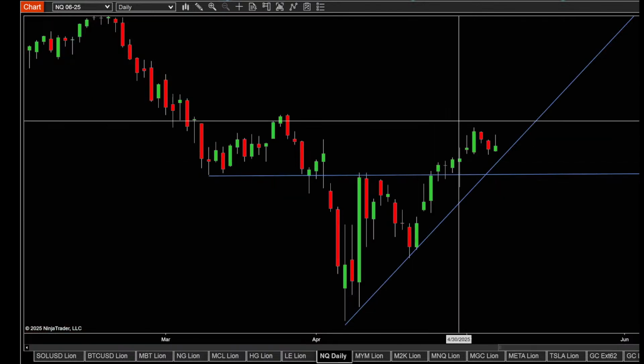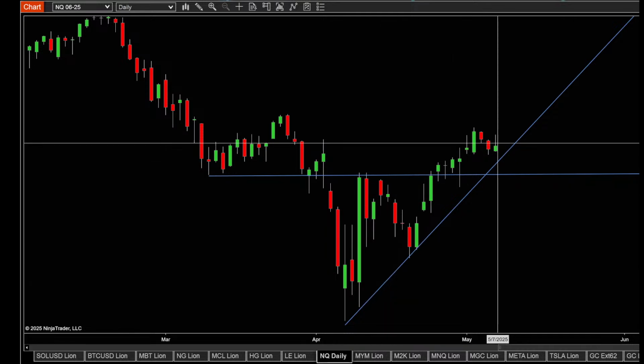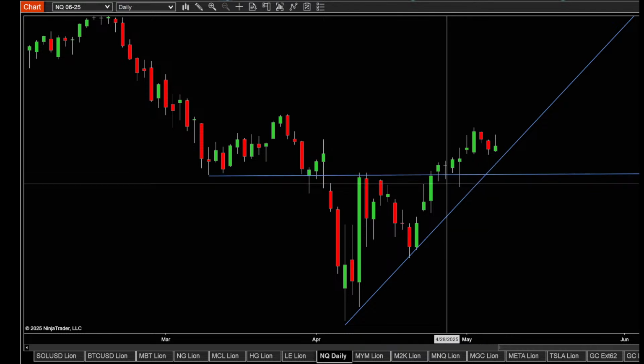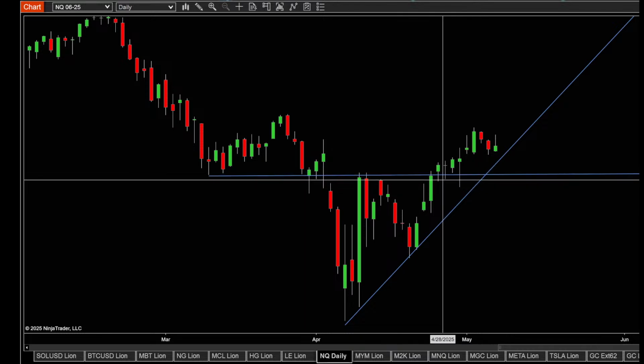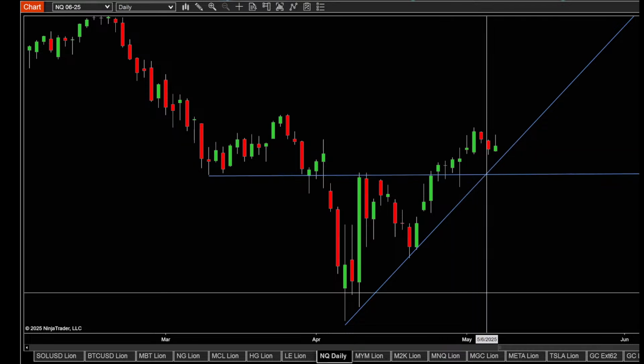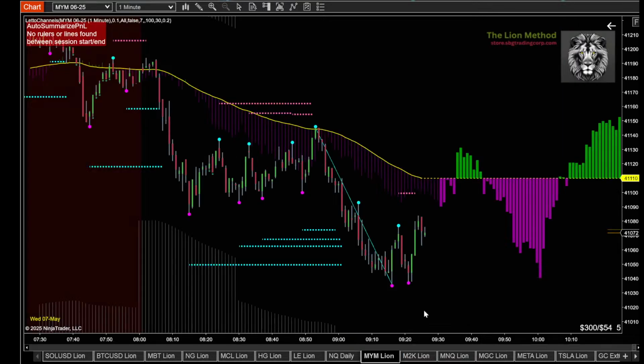Okay, this is a daily chart of the NASDAQ. I just like to see how daily we're forming. I spotted this rising wedge back, actually, I spotted it back on the 28th of April, perhaps, right around here. And it shows us that we do have a little bit of strength coming in the NASDAQ.